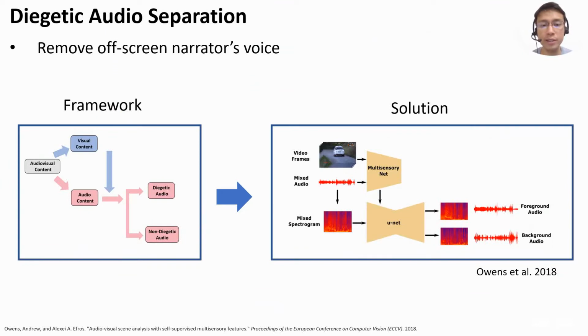Separating multiple sounding sources is a well-studied field in the computer vision community. Among all the prior works, we found Owens et al.'s work most relevant to our requirements. Although their work mainly focused on separating on-screen narrator's voice from off-screen narrator's voice, we found it also effective to remove off-screen narrator's voice from different sounding objects on screen. Therefore, we adapt their model as part of our framework.